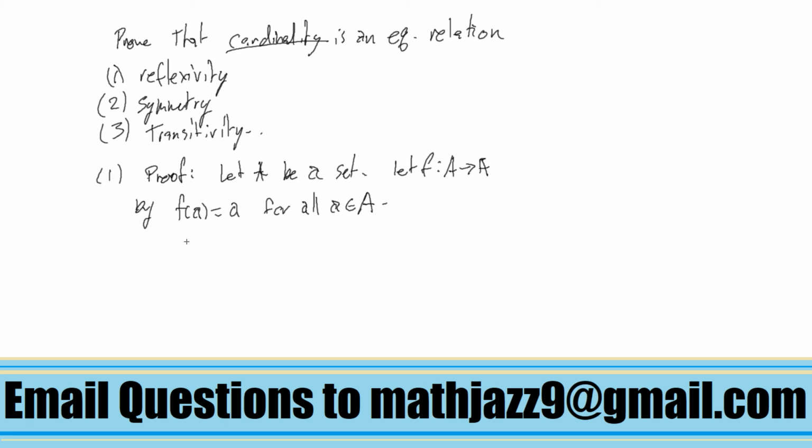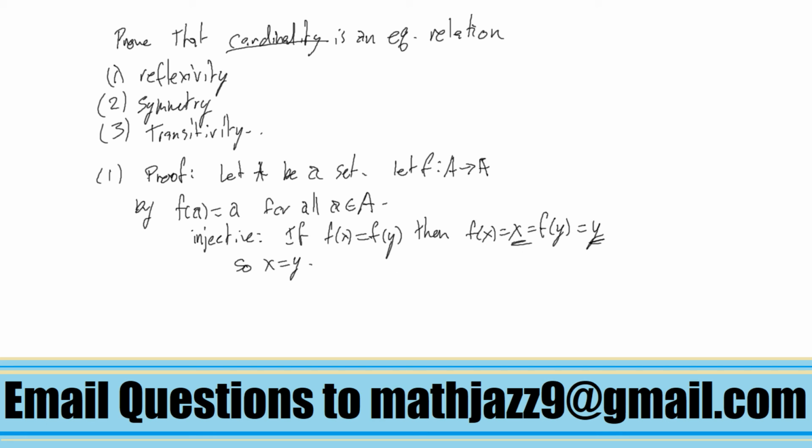Well, let's see. Here's our injective. If f of x equals f of y, then, well, what's f of x? f of x equals x. And f of y is equal to y, so what do we get? x equals y. And that's the definition of injective: if f of x equals f of y, then x equals y. So we have injective.